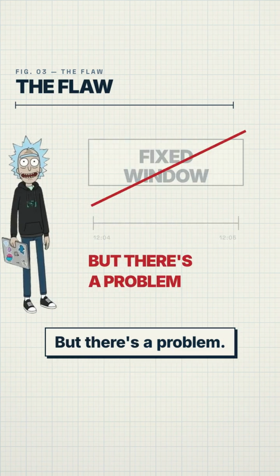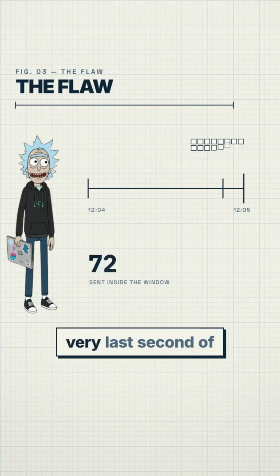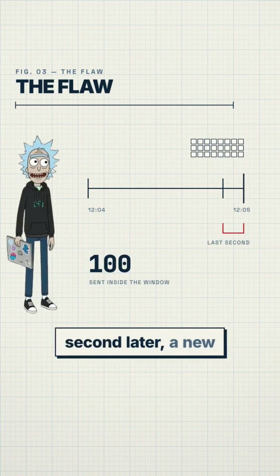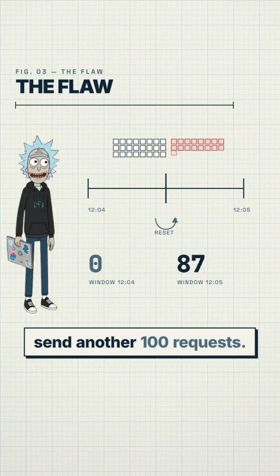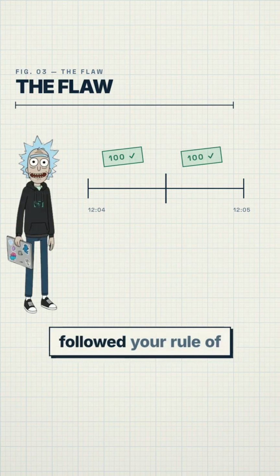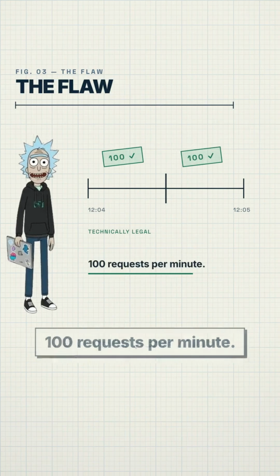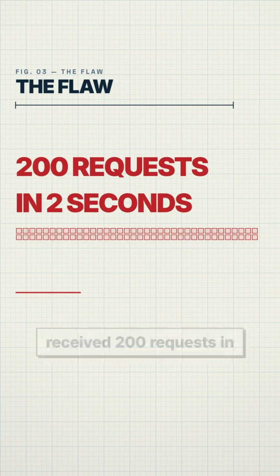But there's a problem. Imagine a user sends 100 requests during the very last second of the minute. Then 1 second later, a new minute begins. The counter resets back to 0. Now that same user can immediately send another 100 requests. So technically, they followed your rule of 100 requests per minute. But your server just received 200 requests in roughly 2 seconds.